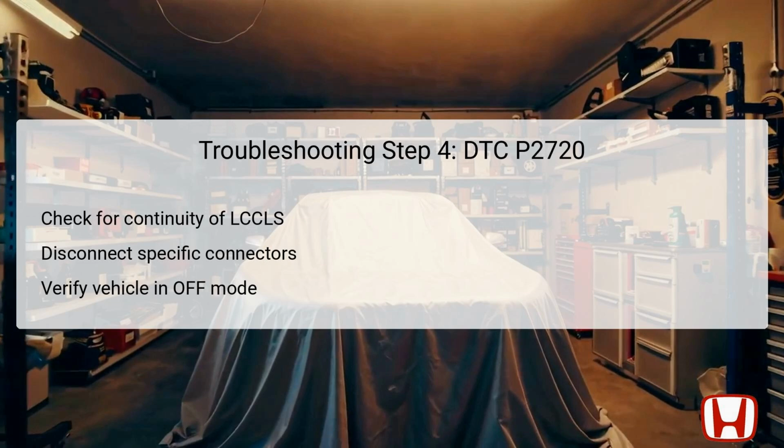The technician must then disconnect the specified connectors, PCM connector B, and the solenoid wire harness 8P connector from the engine wire harness side. By measuring continuity between designated test points on these connectors, it can be established if the LCCLS wire is intact. A successful continuity test indicates the wire is functioning properly. However, if continuity is absent, repairs will be necessary to restore the circuit between the solenoid and the PCM. This thorough approach aids in pinpointing the exact area of electrical failure, which is crucial for rectifying DTC P2720.